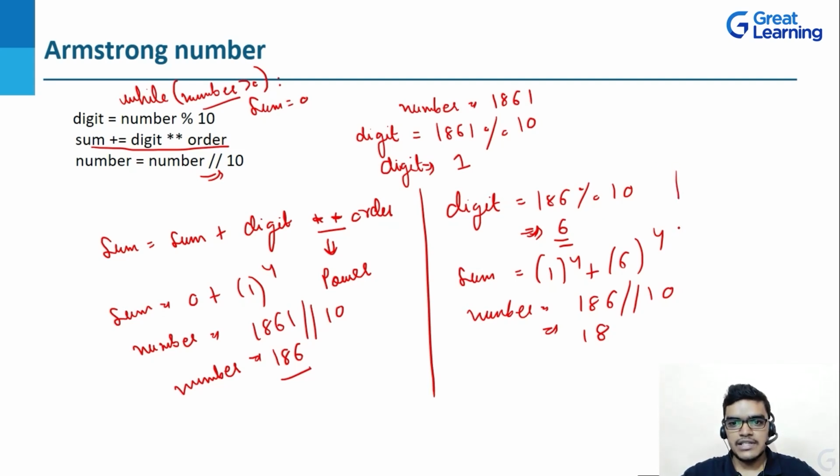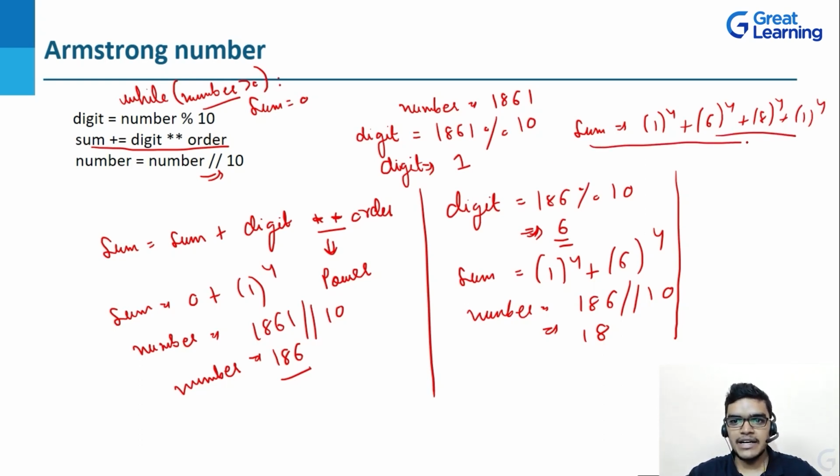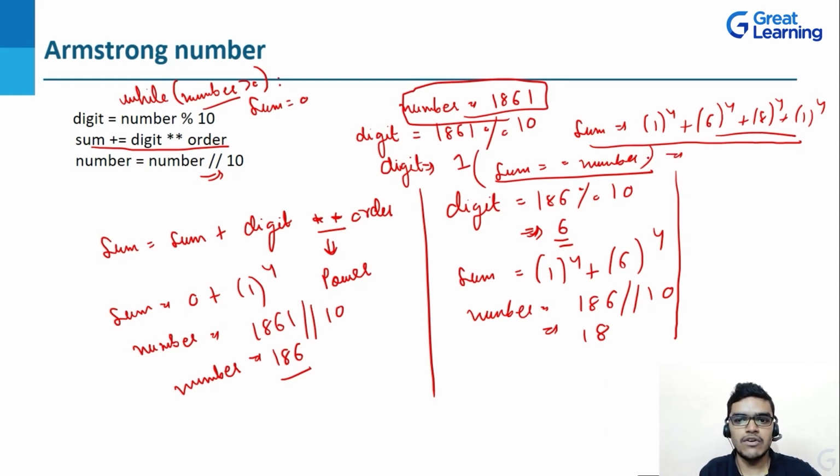So you can see that if we go through this loop, the final sum that we will get is 1 to the power 4 plus 6 to the power 4 plus 8 to the power 4 plus 1 to the power 4. Now you can see the sum I am getting. So I will put a condition: if sum is equal to the number, then it's an Armstrong number, right? Because the number we have already initialized as 1861. So if the sum is equal to this, then it will be an Armstrong number. So this is the basic logic of an Armstrong number.